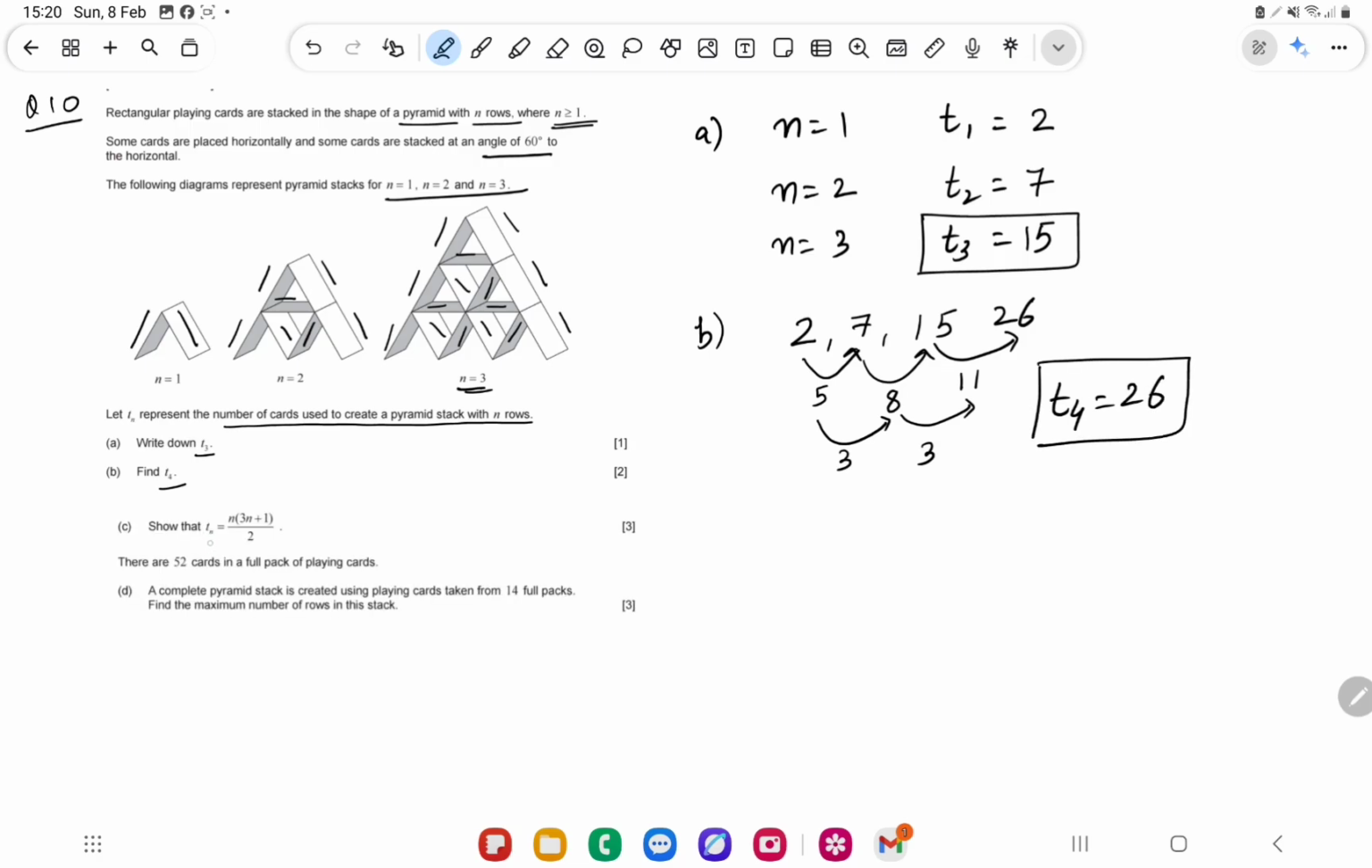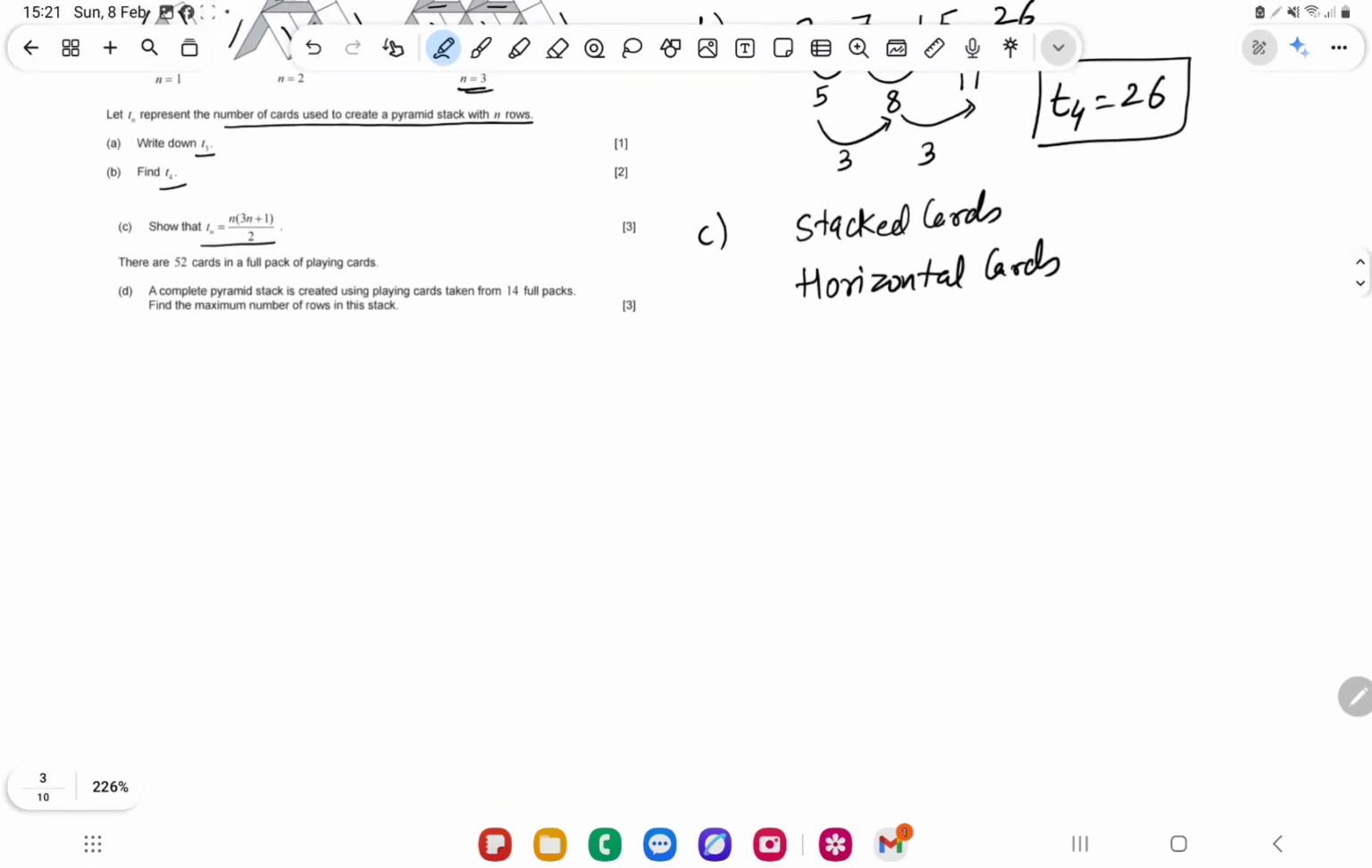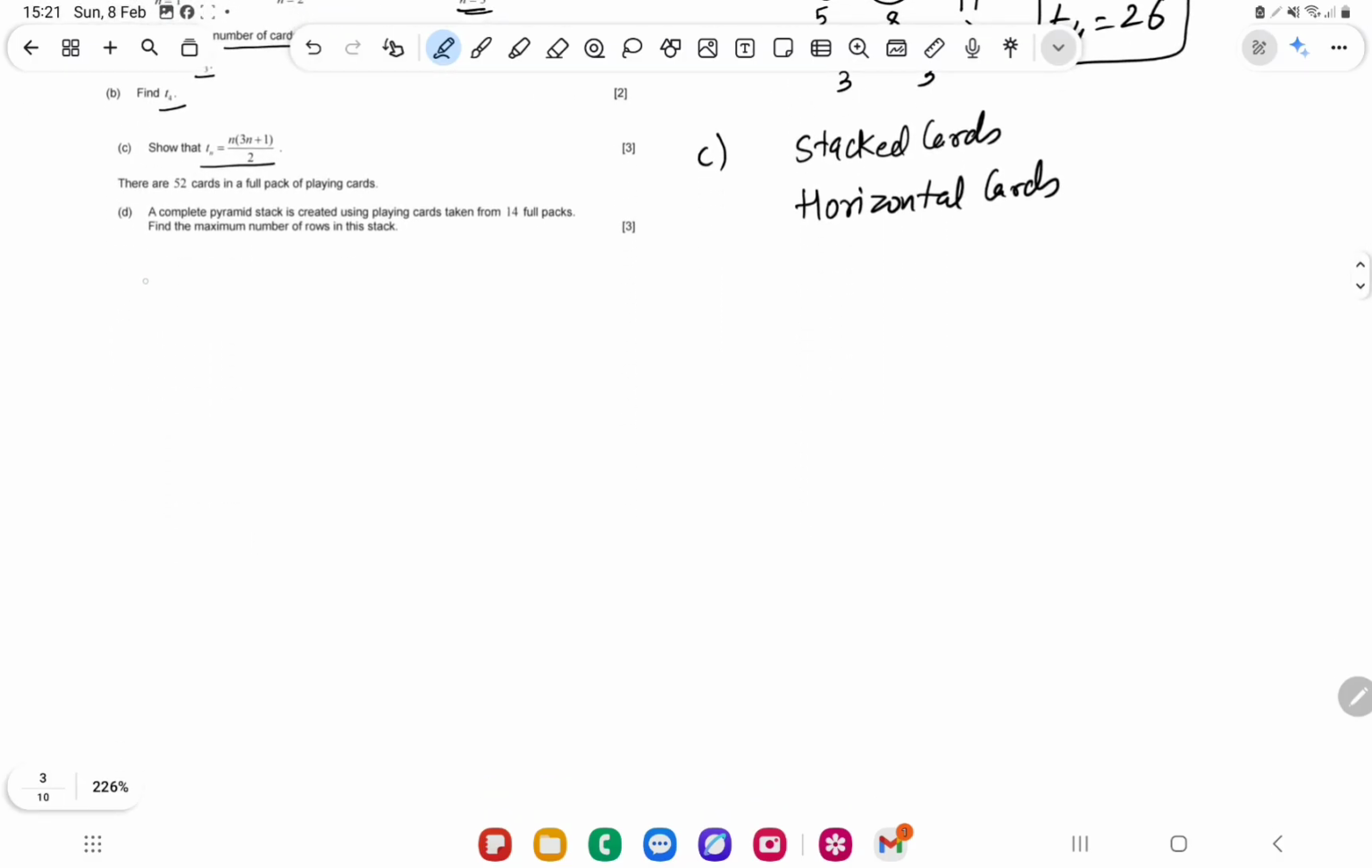Now for the C part, we have to show that Tn is this. To solve C part, I can split this into two parts. First one is the sum of the stacked cards. I will find the nth term of this. And the second one is the horizontal cards. Now to solve for stacked cards, I can say that stacked cards are 2, 4, 6 and so on.